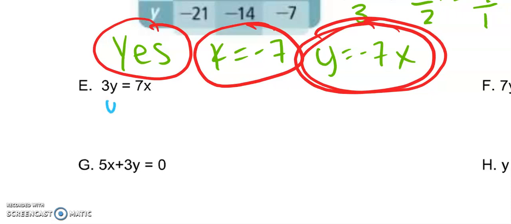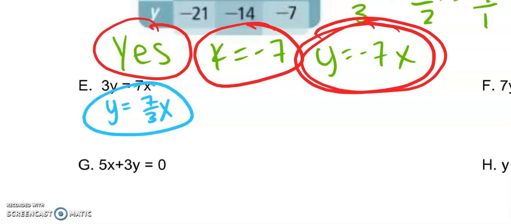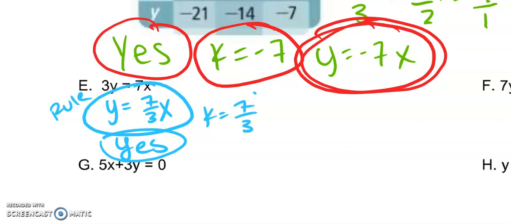So I'm going to solve for y. And there we go. There's my function rule. Yes, it works in that format. All right, y equals some number times x. So yes, it works. There's my rule, and my k is 7/3.